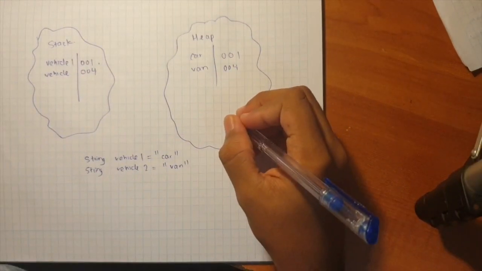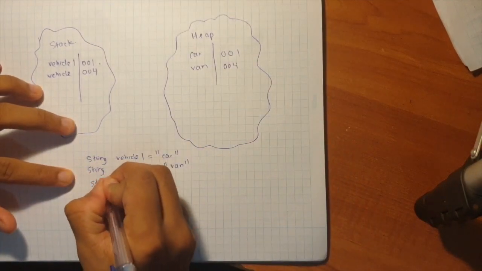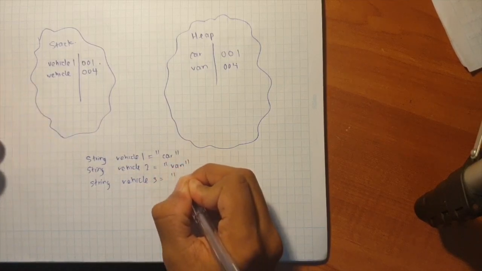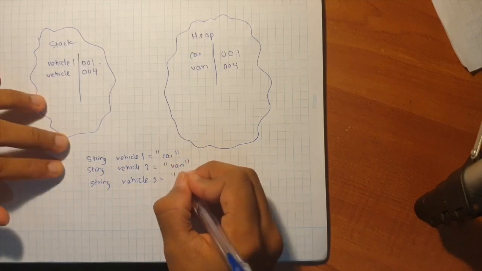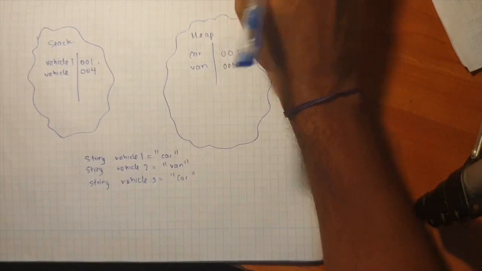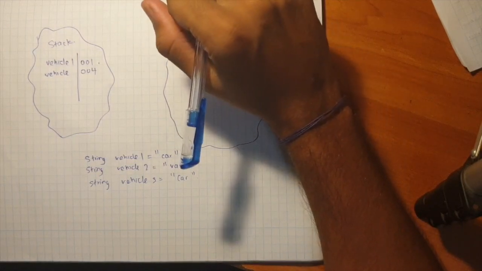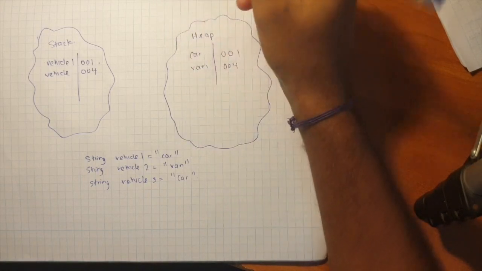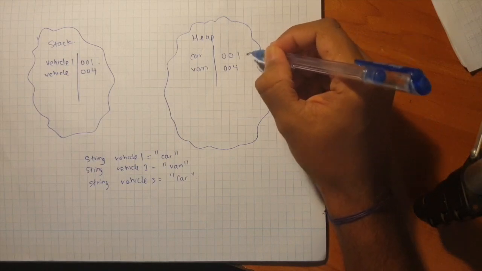Okay, to understand immutability, now we will create a new variable, vehicle 3, and give the same value as variable 1, which is car. My question to you is, will the value car be added to the heap memory? It's a no. The value car won't be added. The reason is, since the value car is already in the heap memory, another value car will not be added.